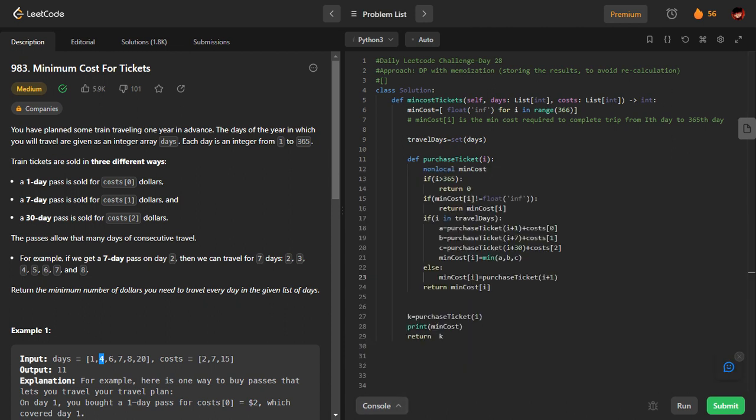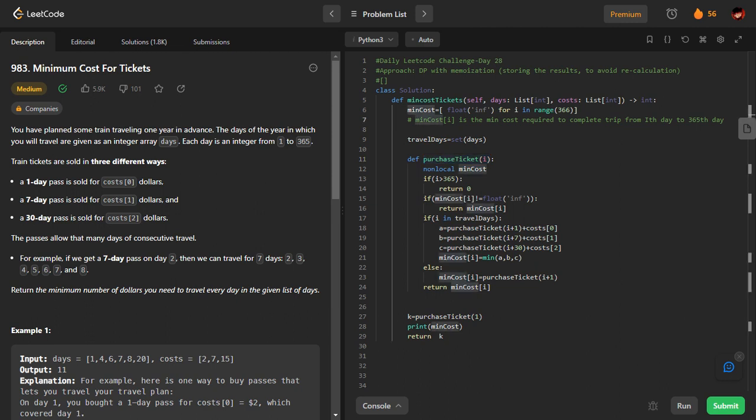So this is what I wanted to show you. On the days which we are not traveling, the cost will be equal to the cost of the next day. And on the days in which we need to travel, we have three choices: either a 1 day pass, a 7 day pass, or a 30 day pass. I will try all these passes, and see whichever gives the minimum cost in the future. Purchase ticket of i will return the minimum possible cost if I travel from the ith day onwards till the 365th day.